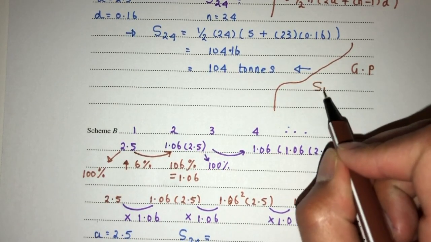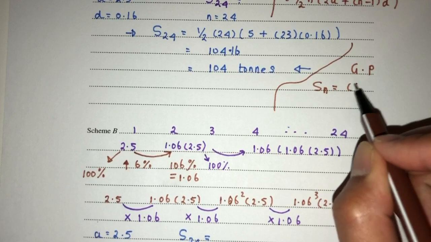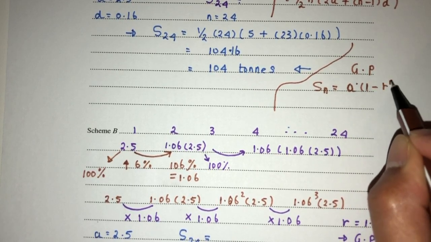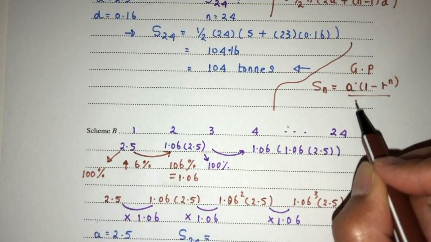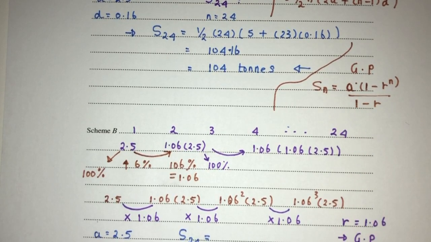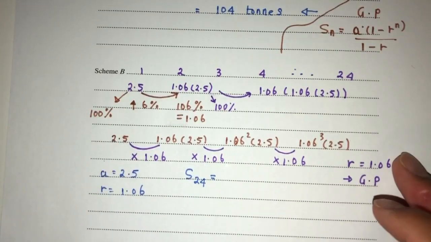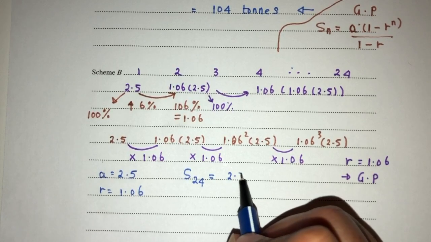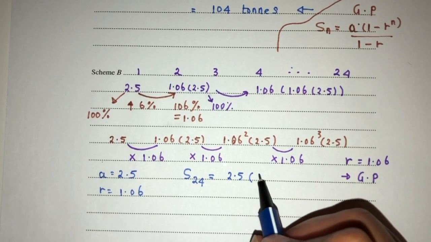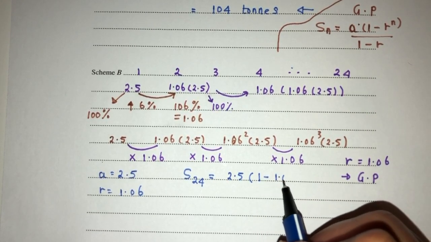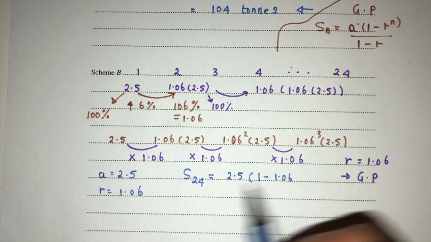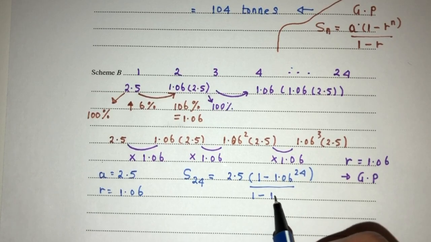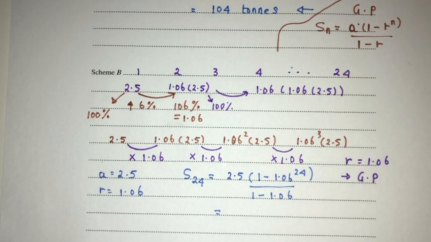So it will be this. First will be a outside, we have 1 minus r to the power n over 1 minus r. Okay, that is the sum of the first n terms. Okay, let's write this down now. a is 2.5, as we know. 1 minus r is 1.06, power n is 24, over 1 minus 1.06.